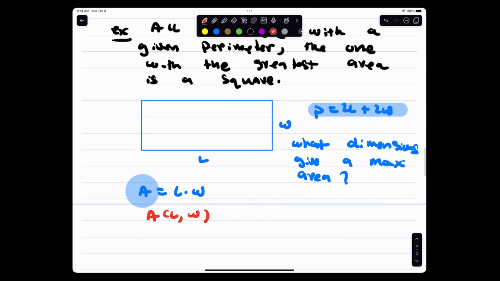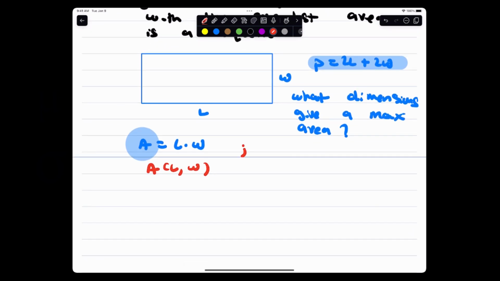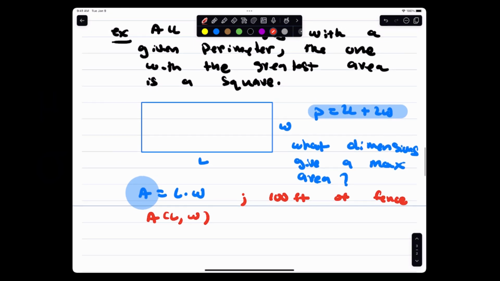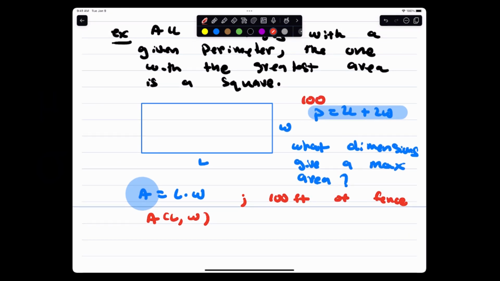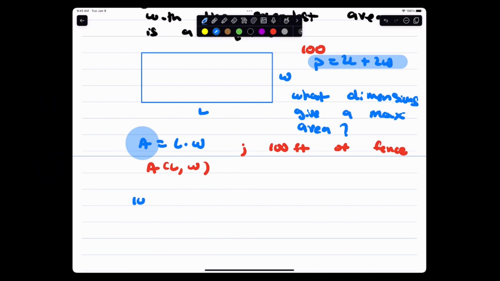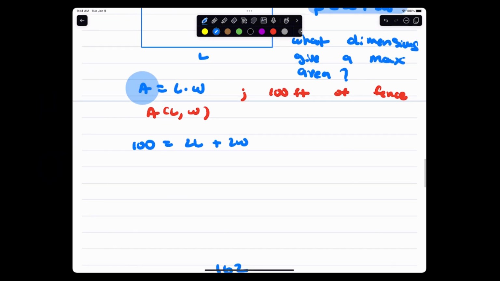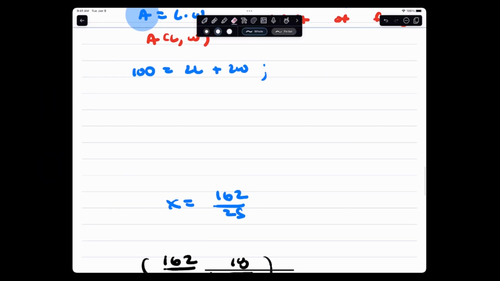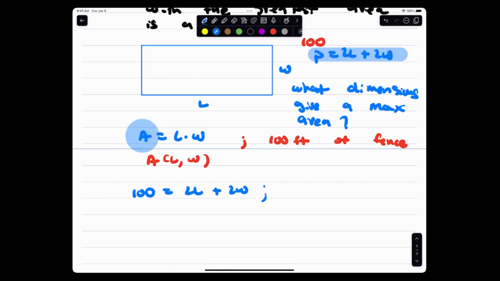So if they gave you, I'm going to give you guys a note here, 100 feet of fence. So your perimeter is going to have to measure what? 100 feet. So here's kind of how they really could give this to you, I guess. You can say, well, 100 is 2L plus 2W. And you're still going to have the same issues. If you're going to maximize the area, how do we optimize this area function?